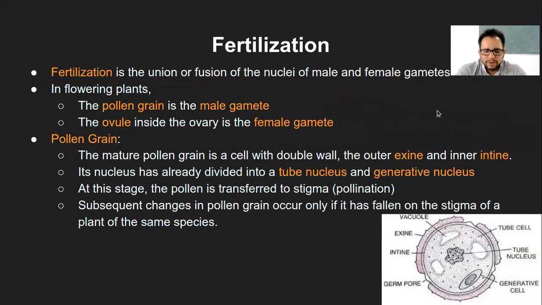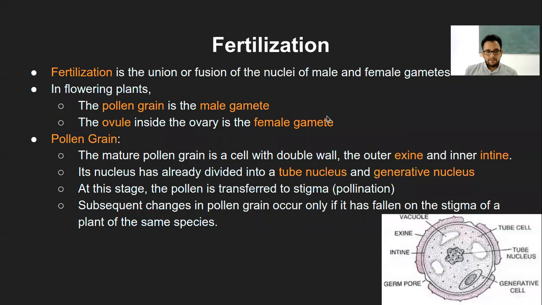Okay, so now we will move on to one of the most important phenomena from this chapter after pollination, that is fertilization. In general, fertilization is the union or fusion of the nuclei of the male gamete and female gamete. The male gamete is the pollen grain in the flowering plants, you can see it here, and the ovule is the female gamete.